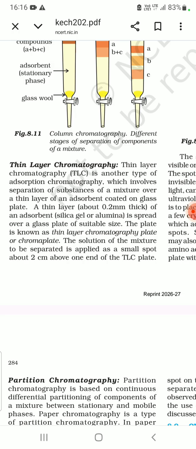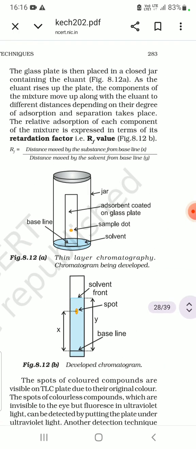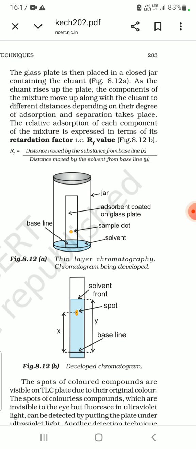And next we have the RF, retardation factor. Retardation factor is the distance moved by the substance from the baseline upon the distance moved by the solvent from the baseline. Substance upon solvent, x upon y. And this diagram is also given: the jar, baseline, adsorbent coated on the glass plate, and a simple dot. This is a thin layer chromatogram.